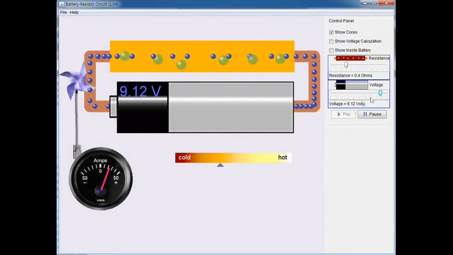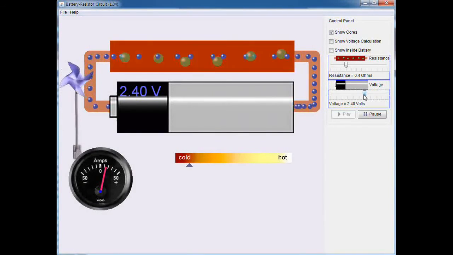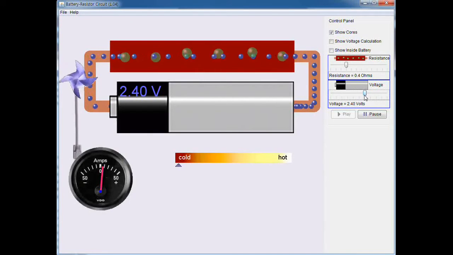Then I can put it back down, and let's go back to the original value where we were. We were at 2.88 volts. Now you see that the temperature has gotten colder again. And then let's try another thing.